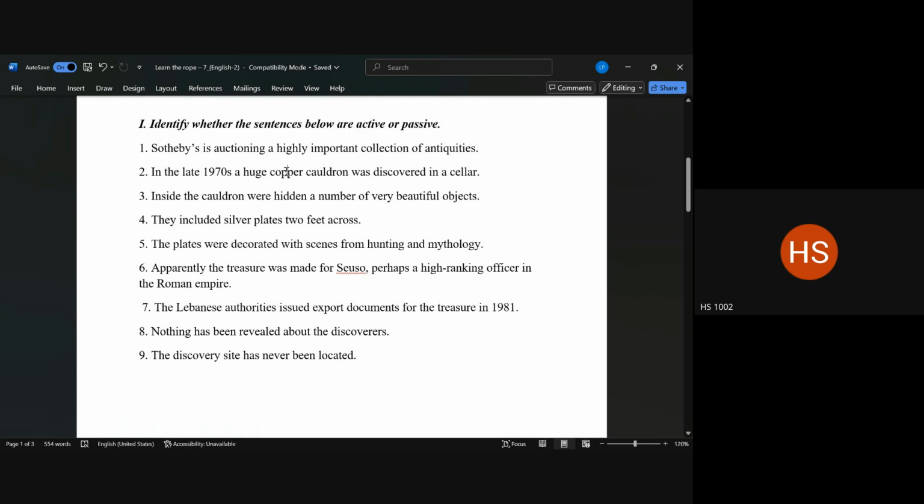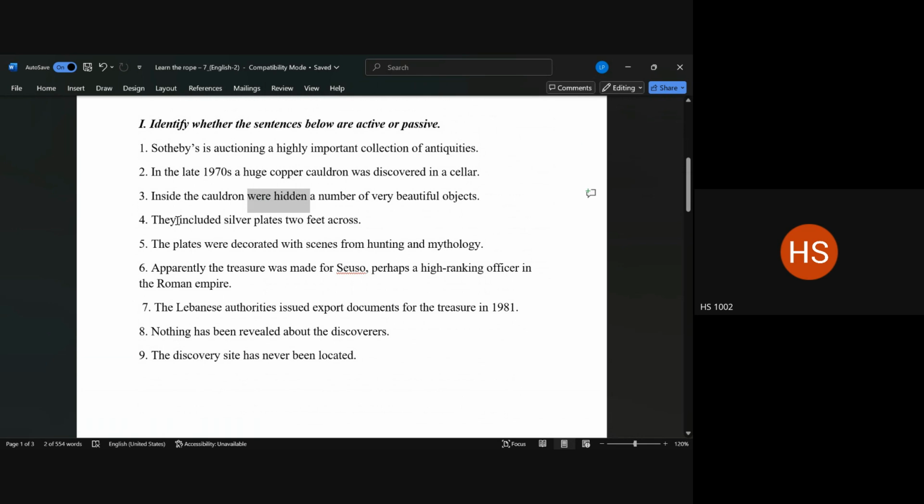Then in the late 1970s, a huge copper cauldron was discovered in a cellar. This is passive. You have was discovered, right? So this is B plus V3 in the past form. Then inside the cauldron were hidden a number of very beautiful objects. Active, passive? Were hidden. So passive form. Were hidden is passive, B plus V3 form, right?